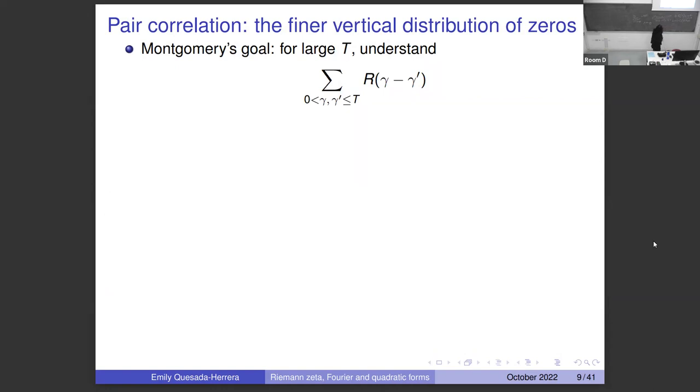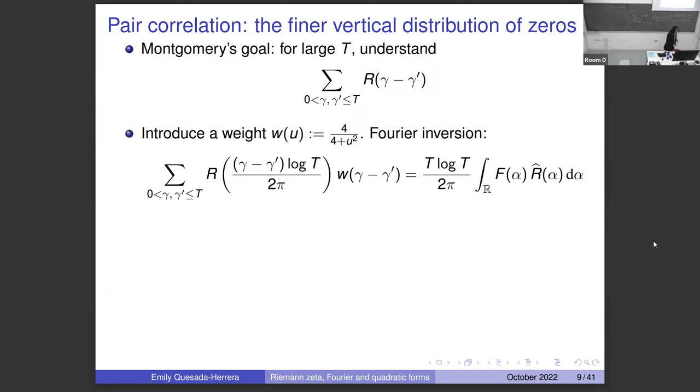So again, Montgomery's goal was to understand expressions such as this for large T. And if we want to do this, then we can apply a little bit of Fourier analysis. So we are going to introduce a weight just to make the problem simpler analytically, and we are going to normalize by log T over 2 pi, again to simplify the analysis. And so understanding this sum here is very similar to understanding the sum at the top. We just have a weight and a normalization.